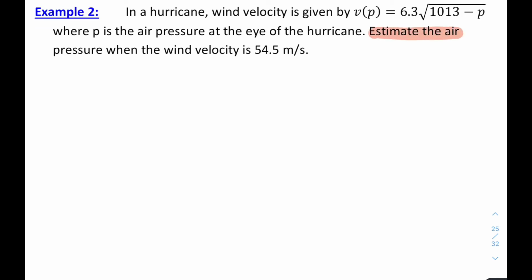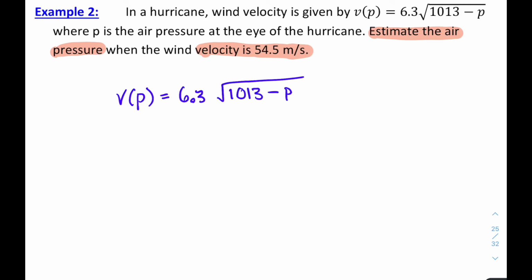All right, let's look at another one where we're supposed to be estimating the air pressure of a hurricane when the wind velocity is 54.5 meters per second. We've got this equation, this function that gives us the wind velocity if we plug in the air pressure. So if my velocity is 54.5 meters per second, let's put that in for our output wind velocity. And then we're going to solve for the air pressure that this hurricane's got to have to make that happen.